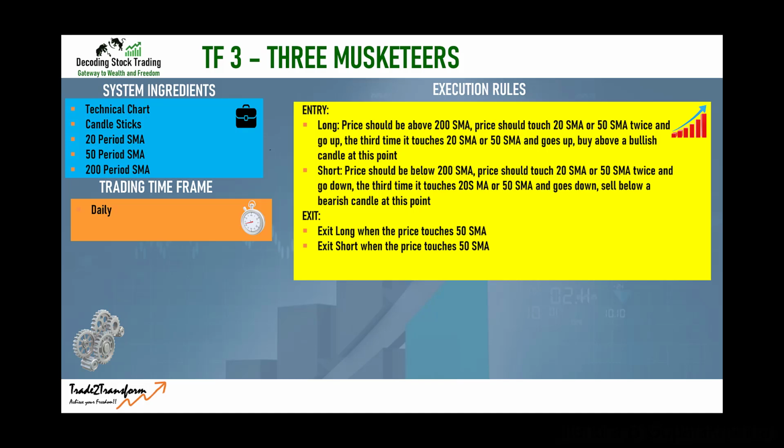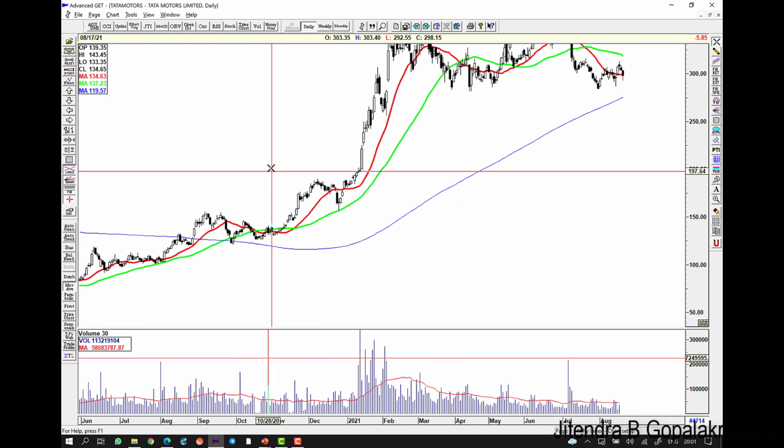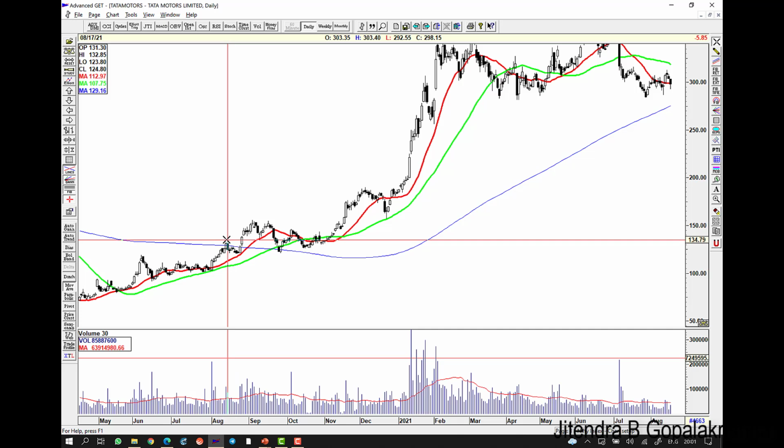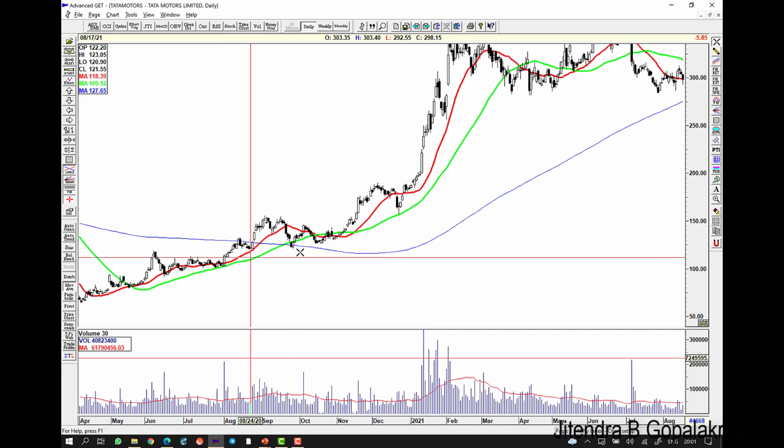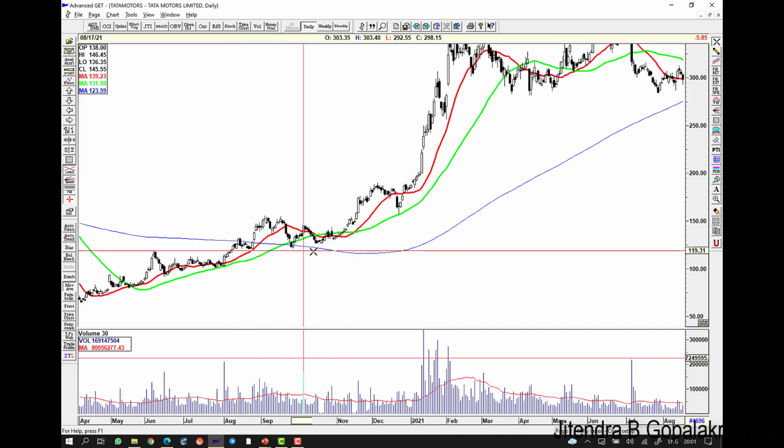Now let us see that in the chart and see how it looks. So for you to first go long, see here, the price has to be above this blue line.